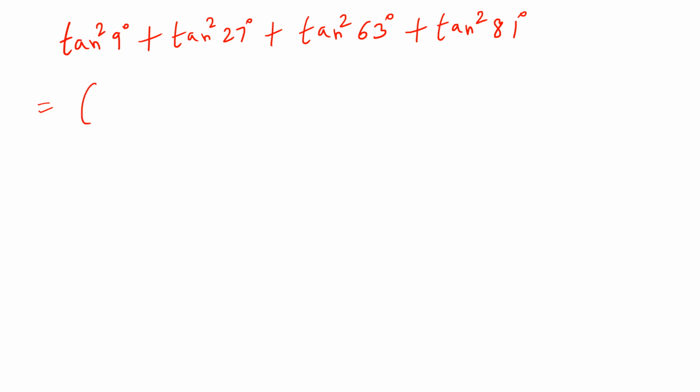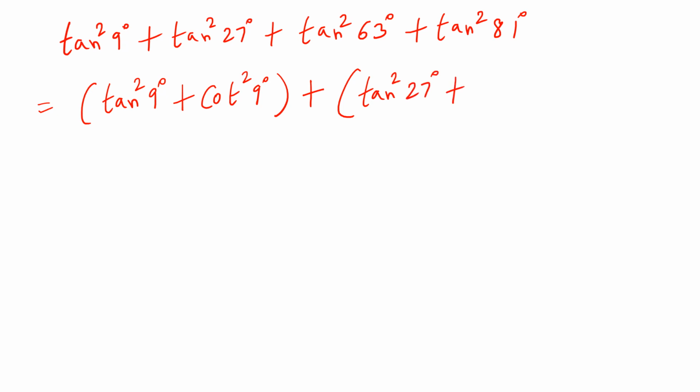Now students, in the first group, tan square 9 degree plus tan square 81 degree, it can be written as tan square 9 degree plus cot square 9 degree, because we know that tan 81 degree is same as cot 9 degree. And similarly, in the second group, I can write tan square 27 degree plus cot square 27 degree.